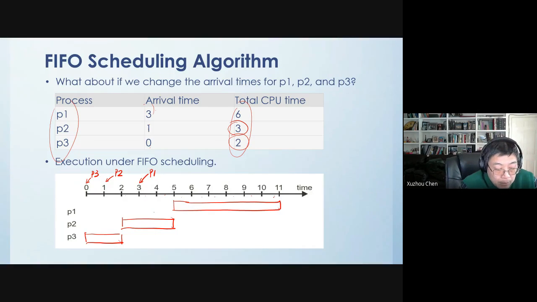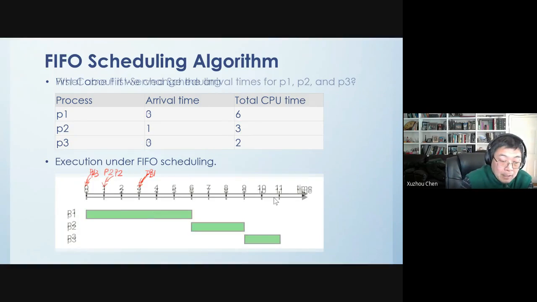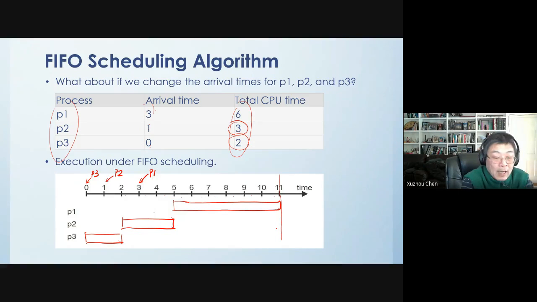Now, if you look at the total CPU time for all 3 processes, they complete at time 11, right? And here, they also all complete at time 11. You're probably going to ask, well, it looks like the total CPU time is still 11. What's the difference? Now, let me think about this.